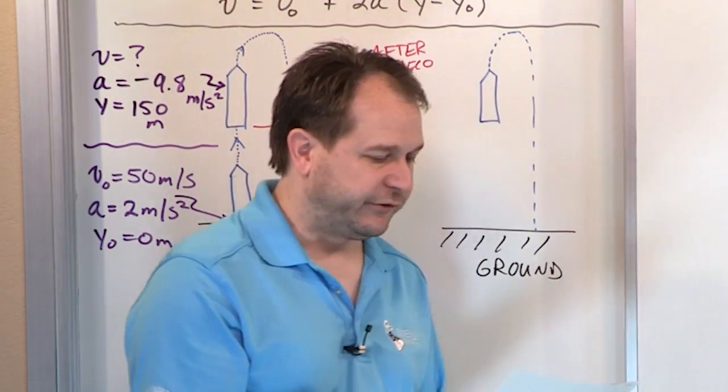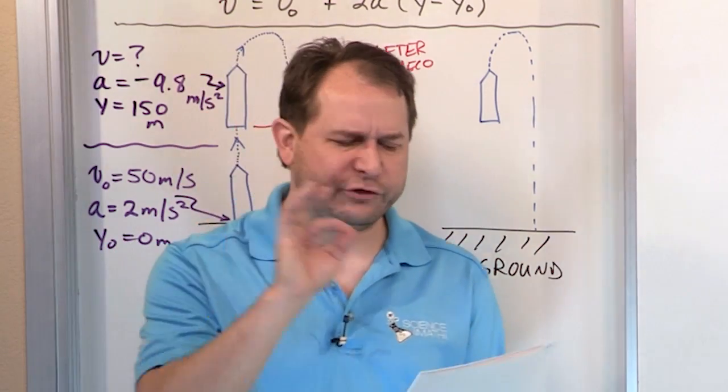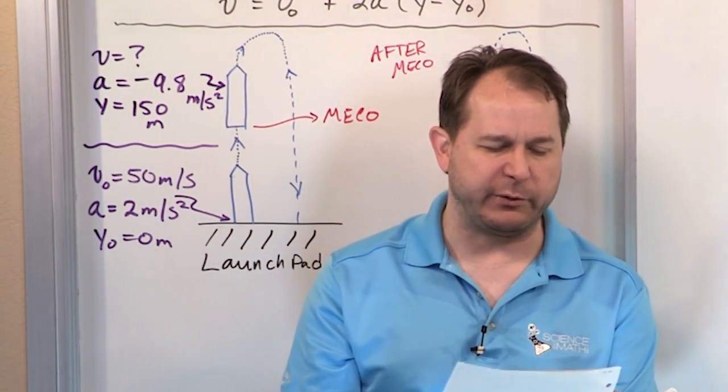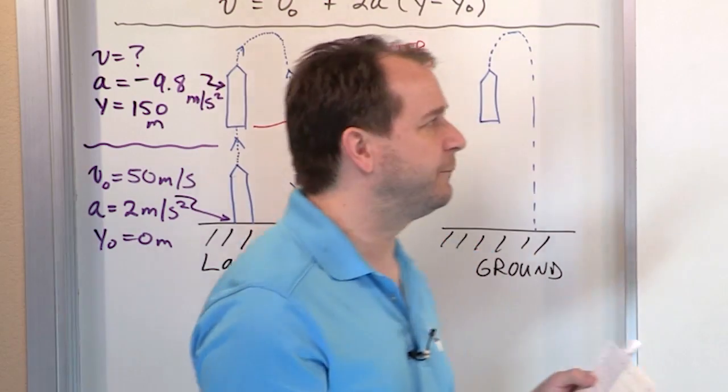So I want to draw it so you understand where we're going. It's really like two problems in one. So we need to make some progress here. We want to figure out what is the maximum height reached. That's part A.